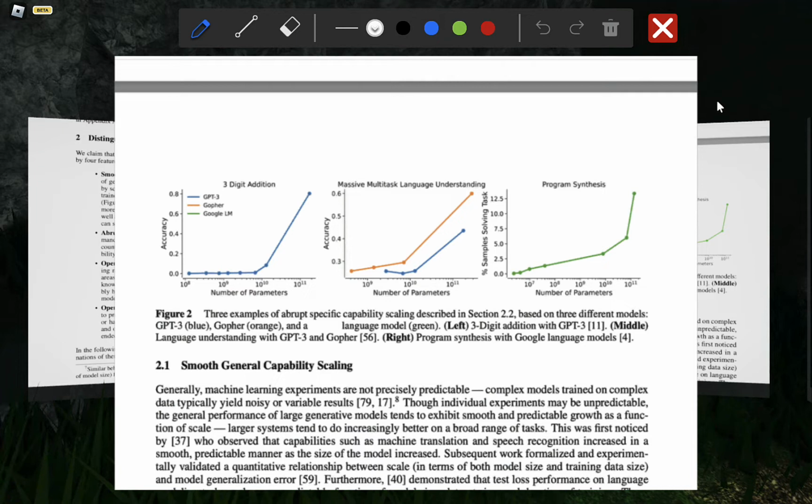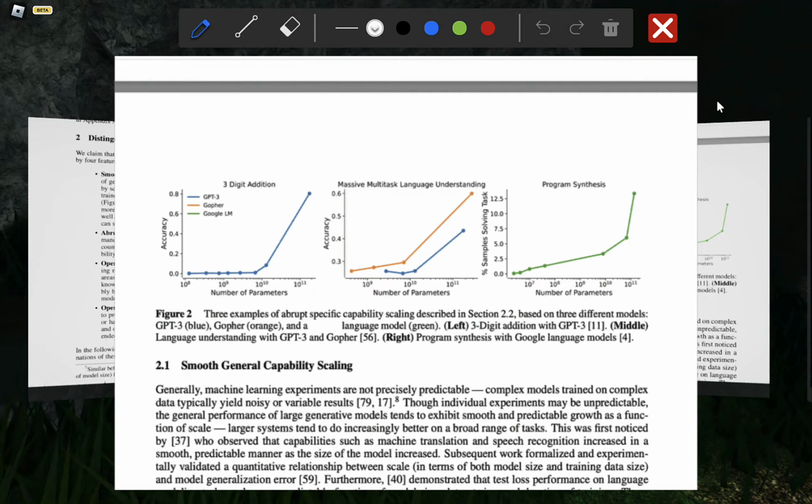Three-digit addition is kind of the standard example. The accuracy of GPT-3 or Gopher or Google, I think that's the PaLM model perhaps, on three-digit addition is basically zero up until about 10 to the 10 parameters and then rapidly approaches perfect performance as you scale beyond that. Program synthesis is another example along those lines.